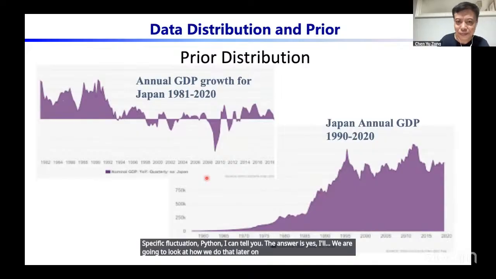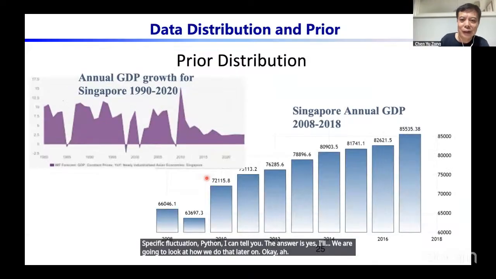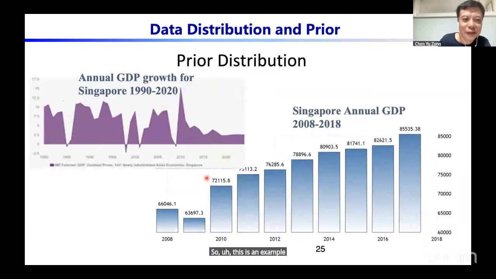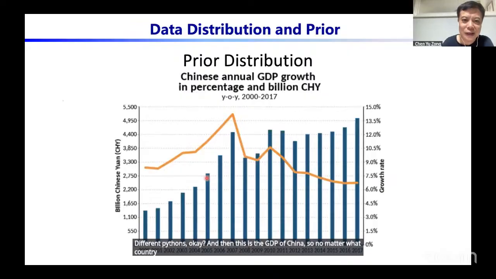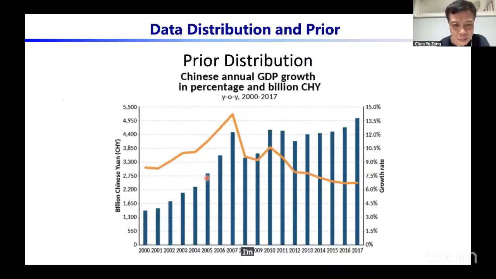Okay. So this is an example of Singapore. You can see it is always the same trend. The only difference is the slightly different patterns. Okay, and then this is the GDP of China. So no matter what the country, you can look at the GDP of your own country. I'm sure it is more or less a similar trend.